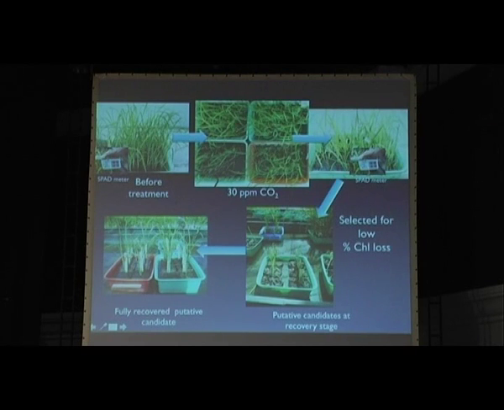We measured chlorophyll content with a SPAD meter before treatment, at 30 ppm CO2. Ambient CO2 is 400, so this is well below the CO2 compensation point for a C3 plant. We measured the loss in chlorophyll. There's always a loss in chlorophyll. We selected for a low percentage chlorophyll loss, and we recovered putative candidates.